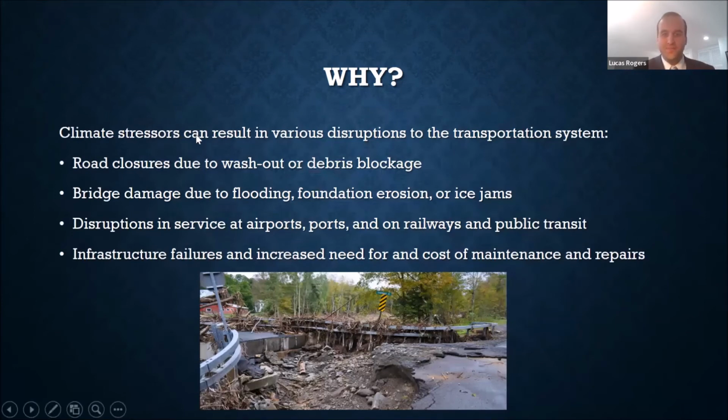Lastly, the climate stressors result in real issues, and each of these issues has an impact on Albany County, whether it's road closures due to washout, which we certainly saw during Hurricane Irene and other hurricanes earlier in the 2010s, bridge damage, or disruption to airports, ports and railways. We are a fortunate county in that we are somewhat transportation infrastructure rich. We have the main local airport in the area. We have two deep water ports on the Hudson that are now serving or will be serving the offshore wind industry in New York State. And we have significant rail and public transit infrastructure as well. So these are real impacts that we feel at a local level.